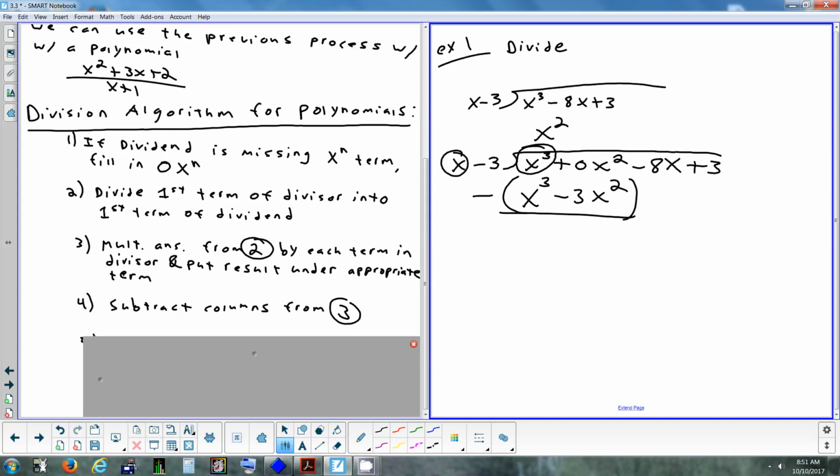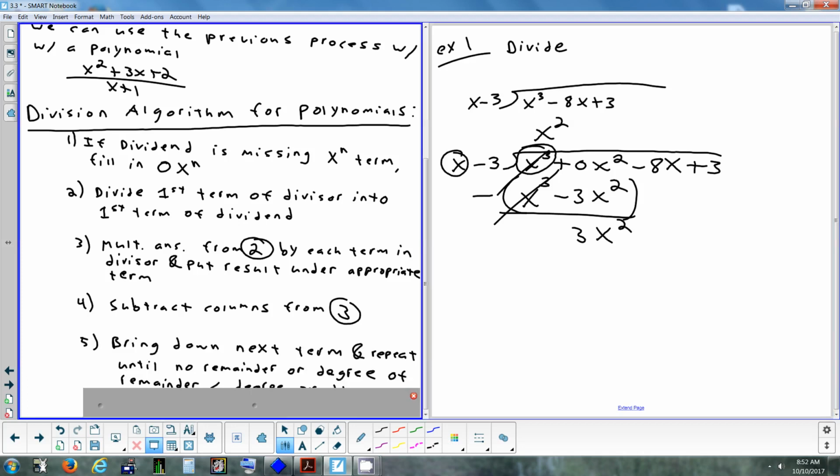0, that's gone. And now we have 0x squared minus 3x squared. Okay, Julian, what's 0 minus 3? Would it be 3x? No, that's only when you multiply. So what would you put for an answer there? 3x squared, yep. Okay, so negative 3x squared. And now we just keep doing the same process over and over.